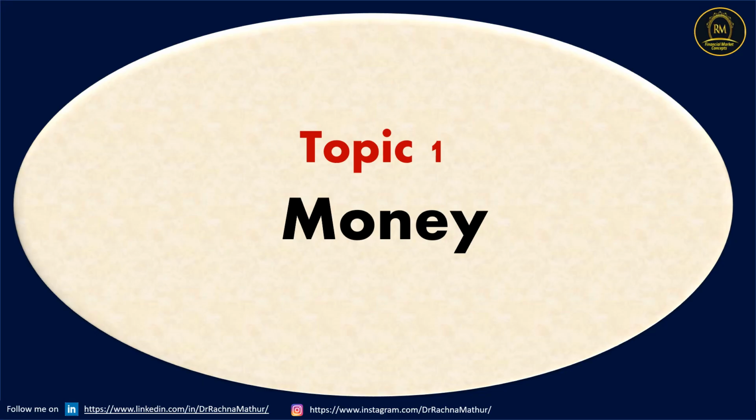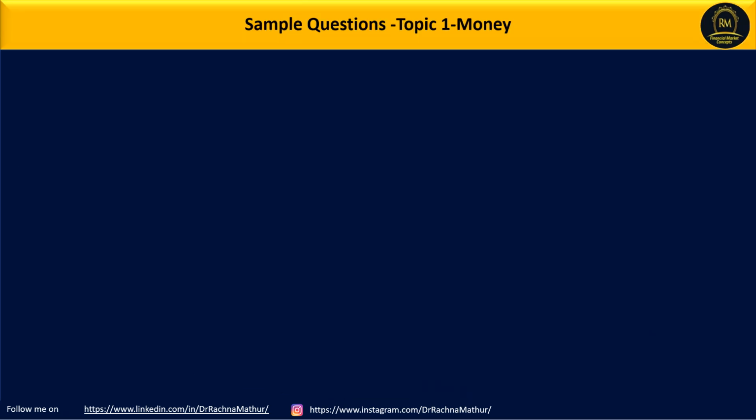So starting with topic 1, that is money, you have to study the concept, function, measurement and theories of money supply determination. So let's find out the questions from topic 1. The probable questions are: what do you understand by role or functions of money? What are types of money?